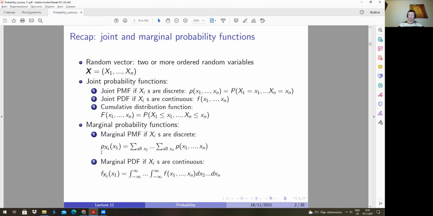For the marginal probability density function, we do the same, but instead of summations, we have integrals from minus infinity to plus infinity, or from the lower border to the upper border, over all variables but x1. So x2, x3, up to xn. So once again, this is the repetition, nothing new here. I just extended this to the multivariate case, not 2, but n variables.